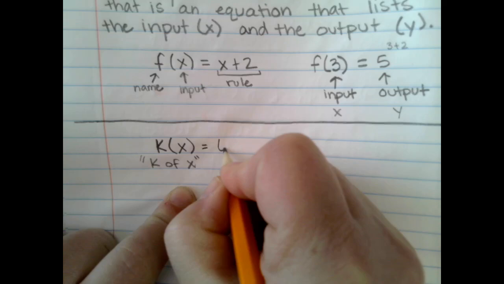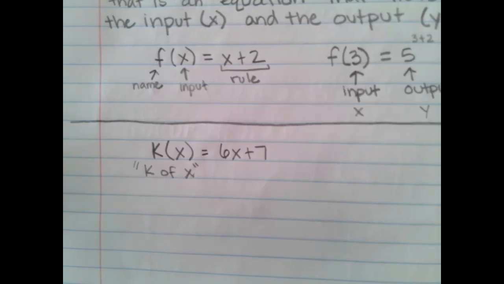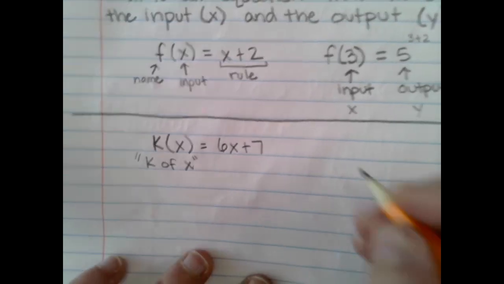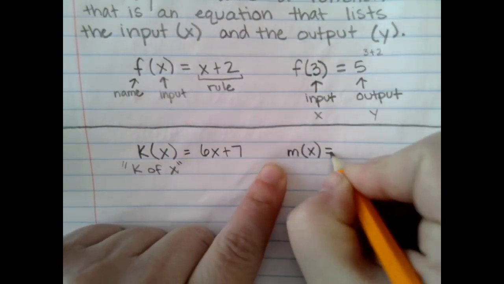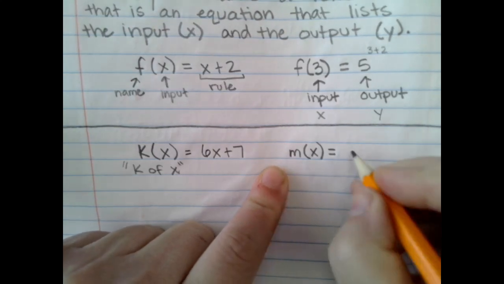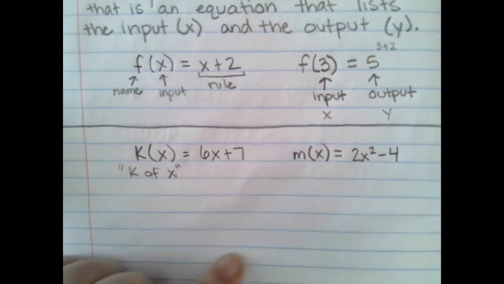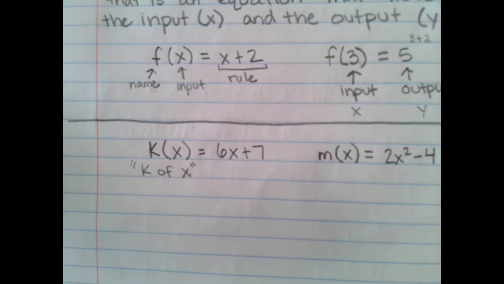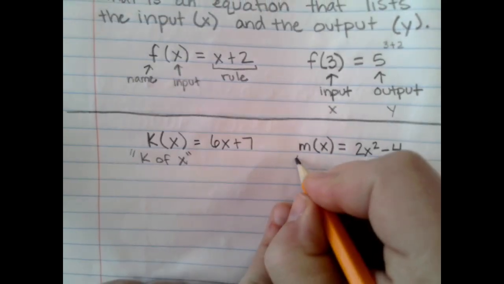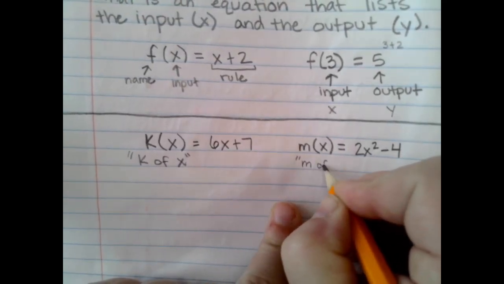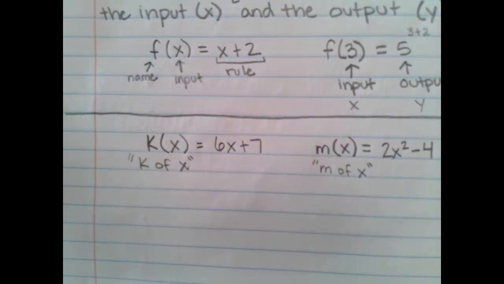Okay, and k of x is going to be 6x plus 7. We're also going to have another function m. And we're going to say m of x equals 2x squared minus 4. Okay, and again we would say this as m of x. That's how we read it out loud. So m of x equals 2x squared minus 4.